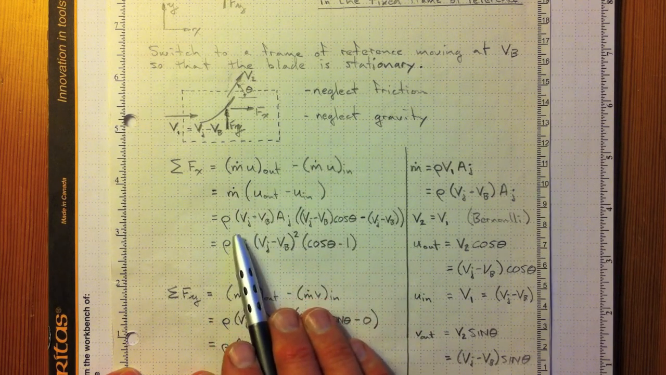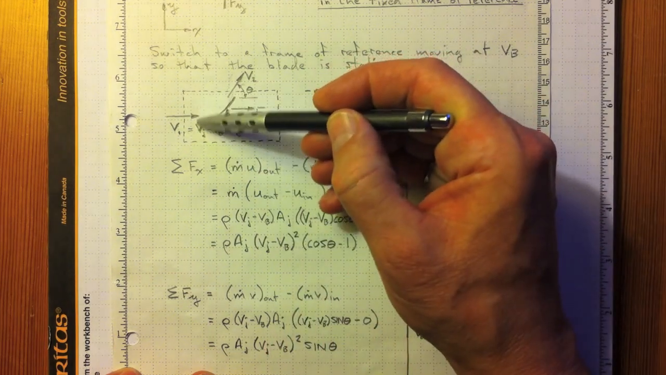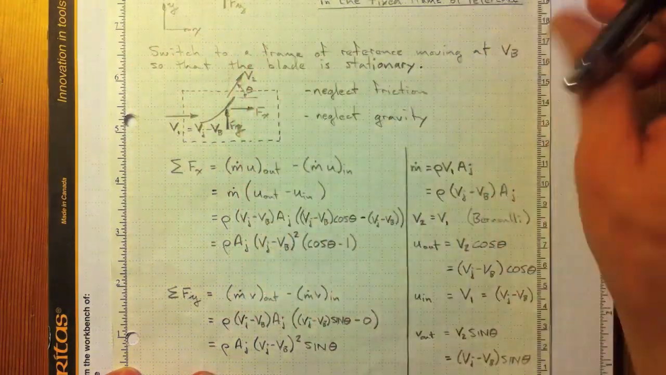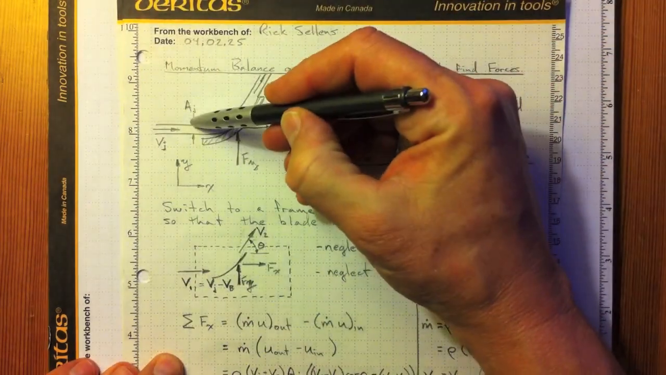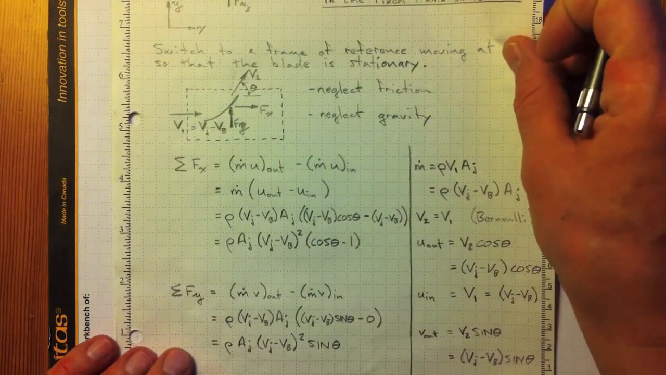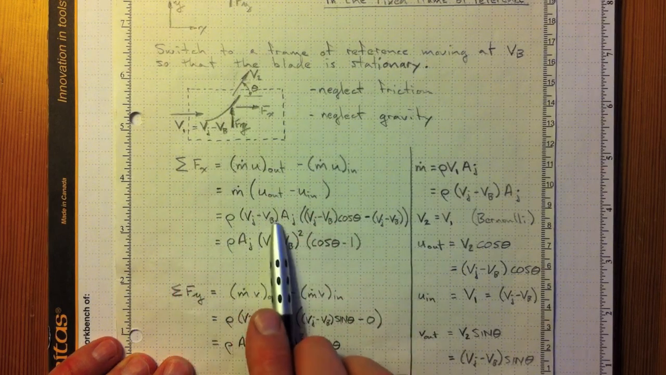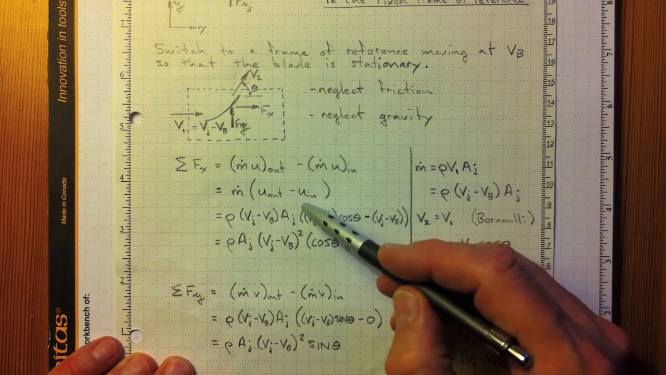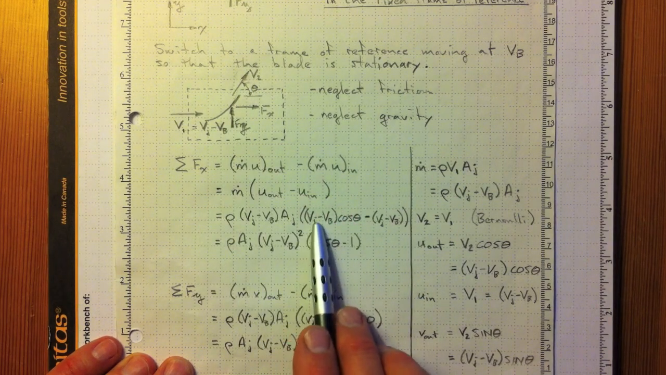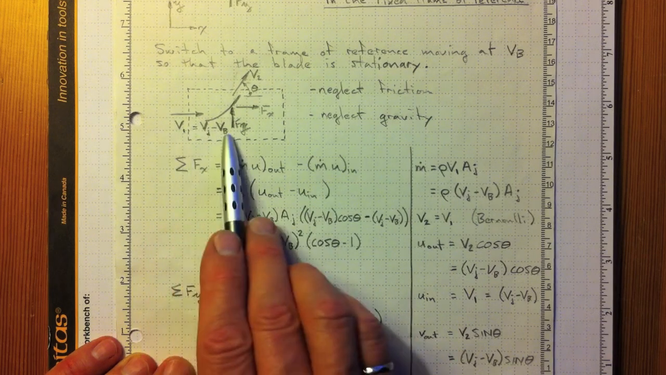M dot will be rho V jet minus VB, that's the relative velocity here, times the cross-sectional area when it comes in. Now, if we take a picture in either the moving control volume or the stationary control volume, we'll still see the same cross-sectional area of that jet. It'll be whatever the value is here that we see, the area of the jet. So the mass flow, density, times that velocity in our frame of reference where we're working, times the area of the jet. Then, inside the brackets, u out, V2 times cos theta, that's V jet minus VB times cos theta, minus u in, which is V1, that's VJ minus VB.